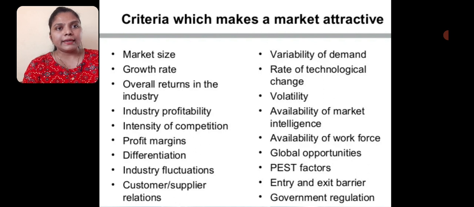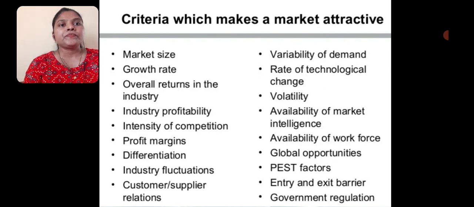Then there are some criteria which make a market attractive, and these are market size, growth rate, overall return in the industry, profit margins, differentiation, customer or supplier relations, rate of technological change, volatility, global opportunities, PEST factors, entry and exit barriers, and government regulations.